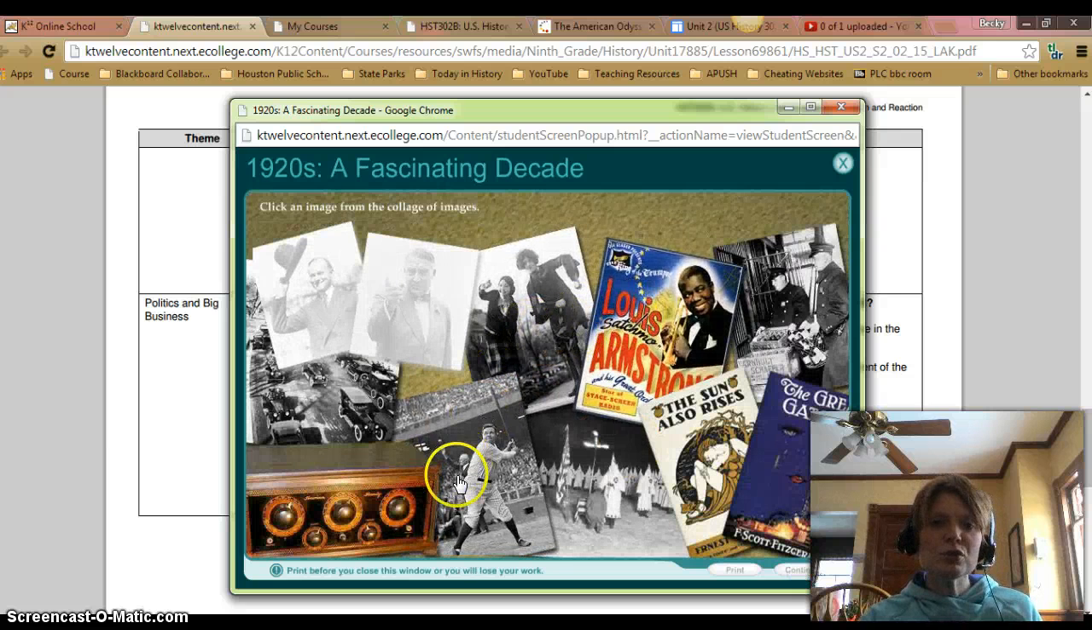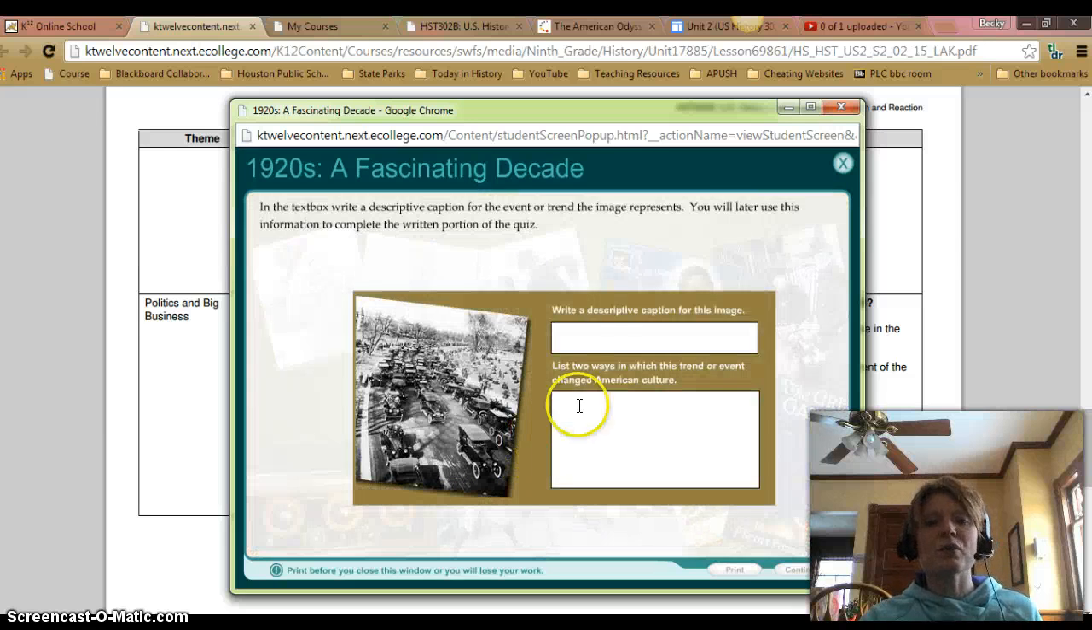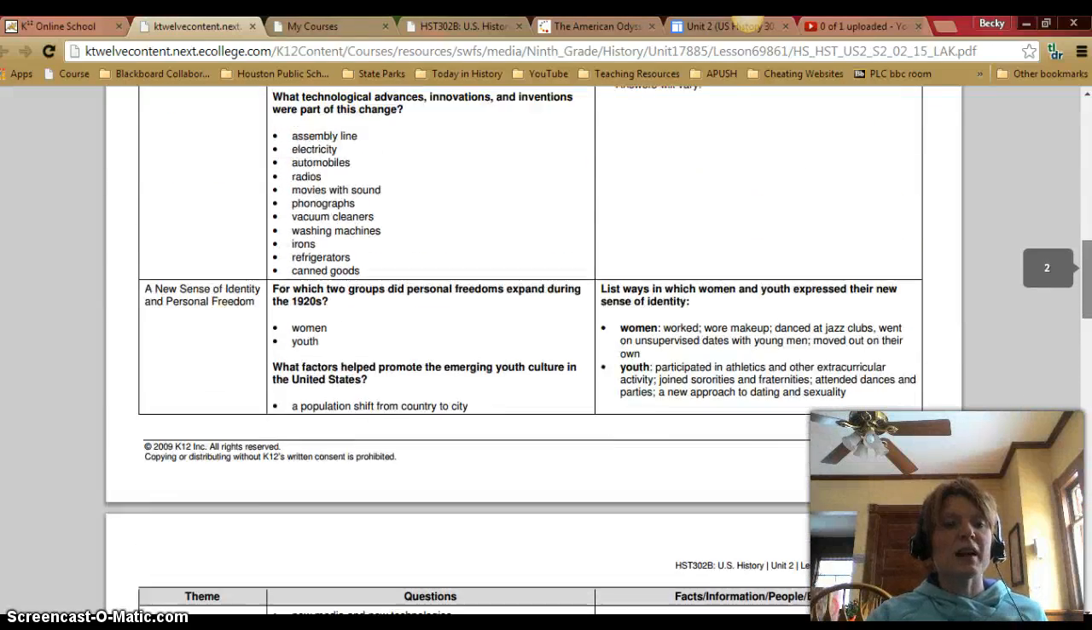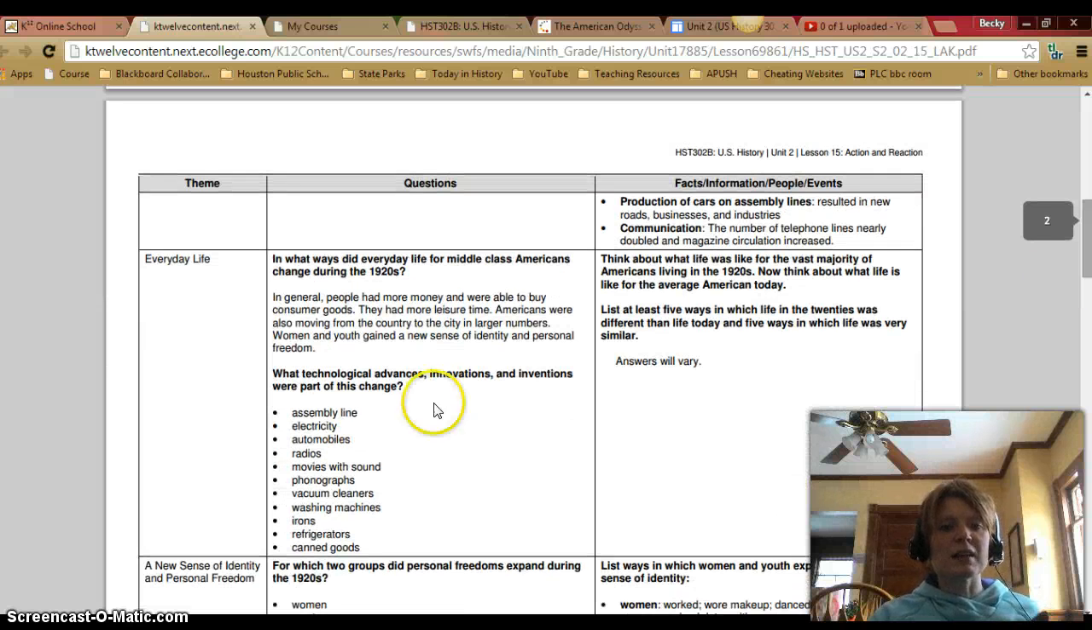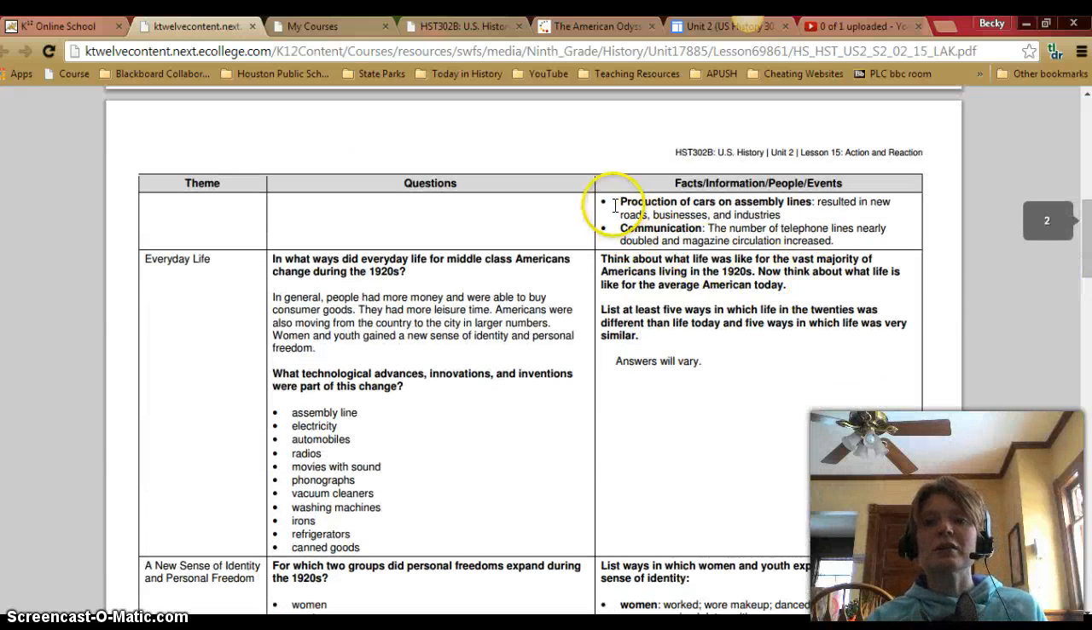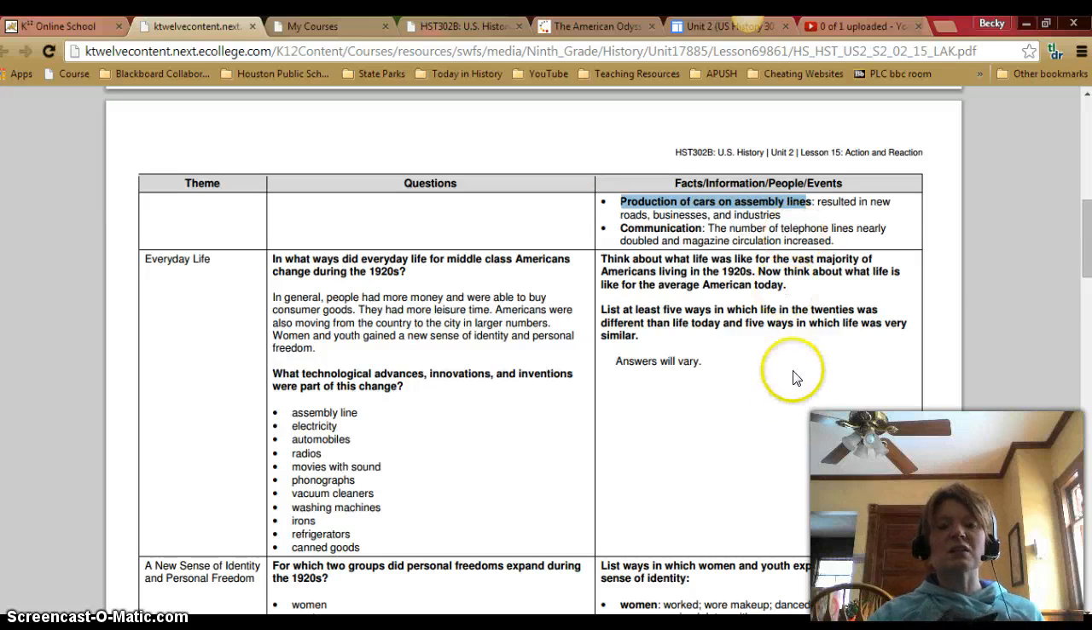Next, let's choose. So how about the cars, motor cars? Let's talk about the automobiles in the 1920s. List 2 ways in which this trend or event changed American culture. When we go back and look at our sheet, let's find where it talks about everyday life. Yes, automobiles. What are some things? Oh, wait a minute. Here's prosperity. It also talks about cars. Right here. Production of cars on assembly lines created new businesses, roads, and industries.